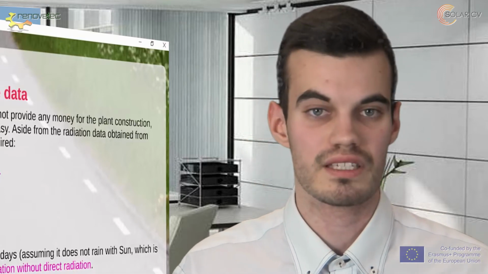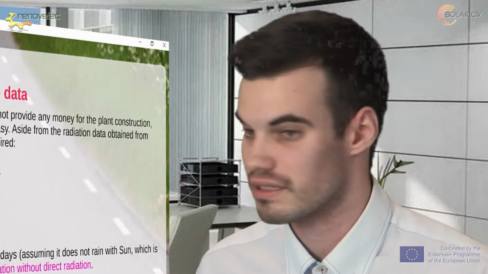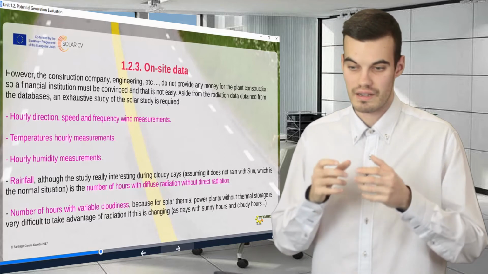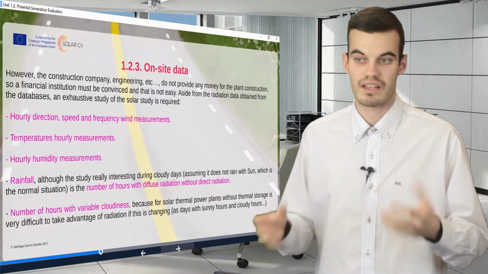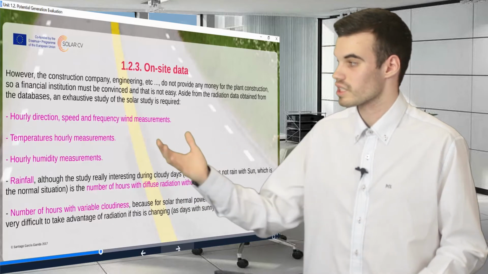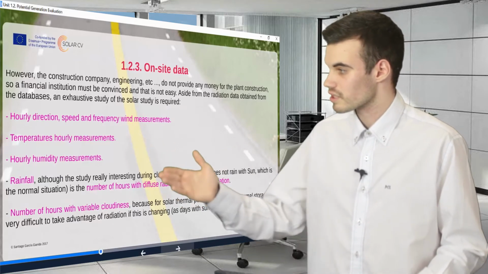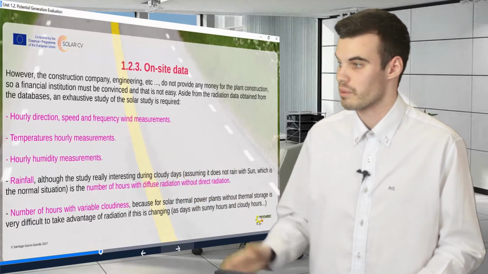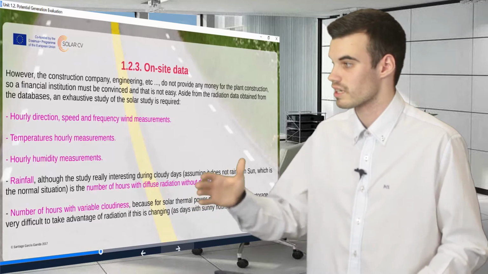So we must convince these people, this bank. So we must elaborate a very useful solar study. To elaborate this, very useful on-site data are required. This on-site data, aside from the radiation data obtained from the databases, requires an exhaustive study of the solar site.